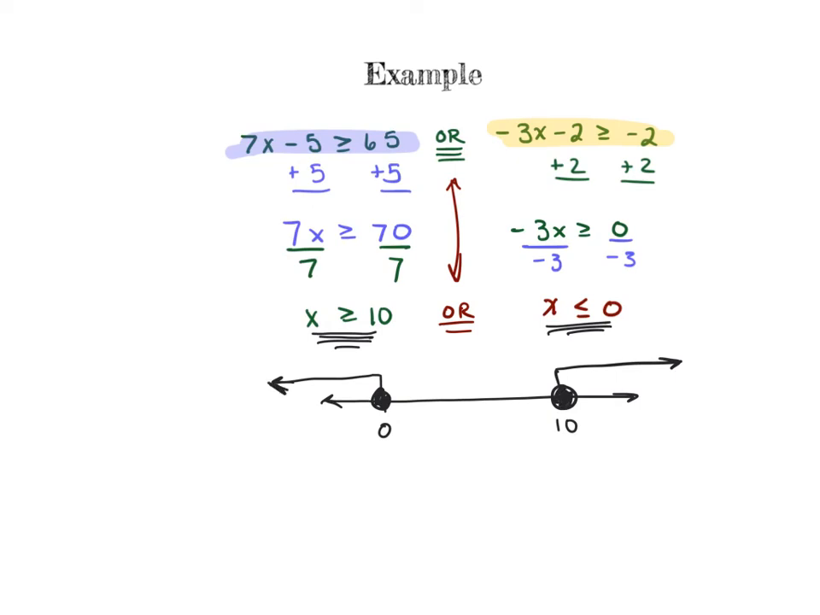So this graph tells us that anybody less than 0 makes this statement at the very top true. It doesn't satisfy both of them, but it doesn't have to. It just has to either satisfy the inequality on the left or the inequality on the right. If you're less than 0, you make this one true. And if you're greater than or equal to 10, you make this one true. So all these numbers, negative 1, negative 2, negative 3, those all work as solutions. 11, 11.5, 12, and 13, and so on, make the other side true.